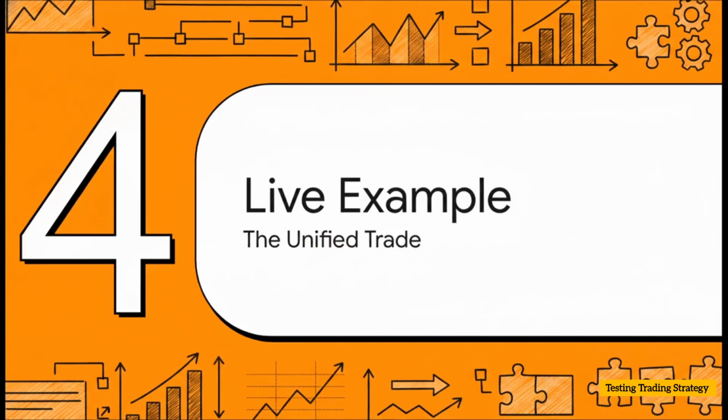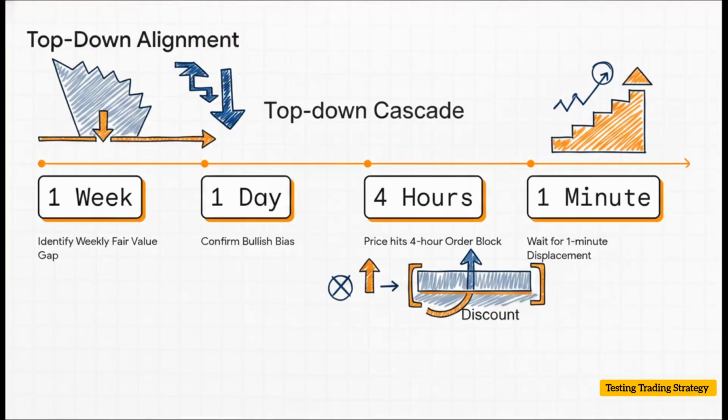Let's walk through a live example of the unified trade. Let's walk through the finished house. Just look at how this time and price algorithm cascades from the top down. Over 1 week, we identify a massive weekly fair value gap as our main objective. Then we drop to the daily, where we confirm a bullish bias because it just swept a previous day low. Down we go to the 4-hour, where price hits our order block beautifully situated in a discount zone.